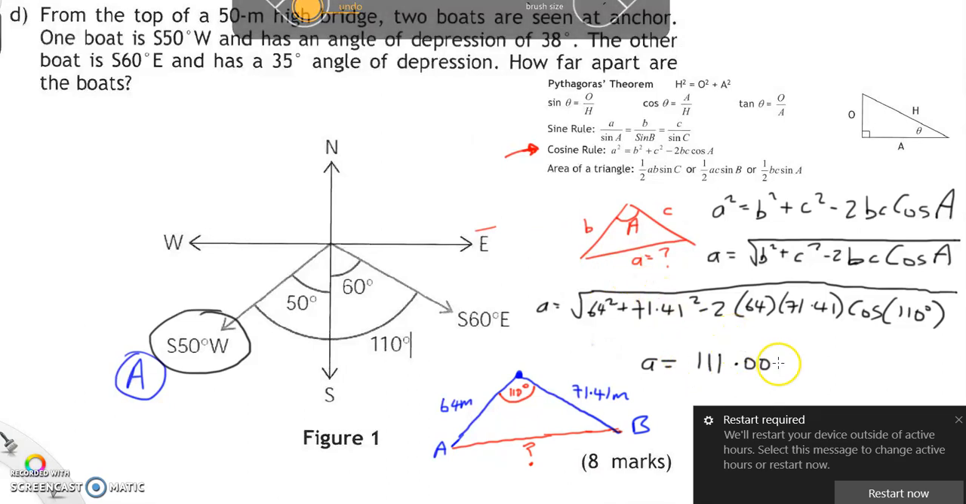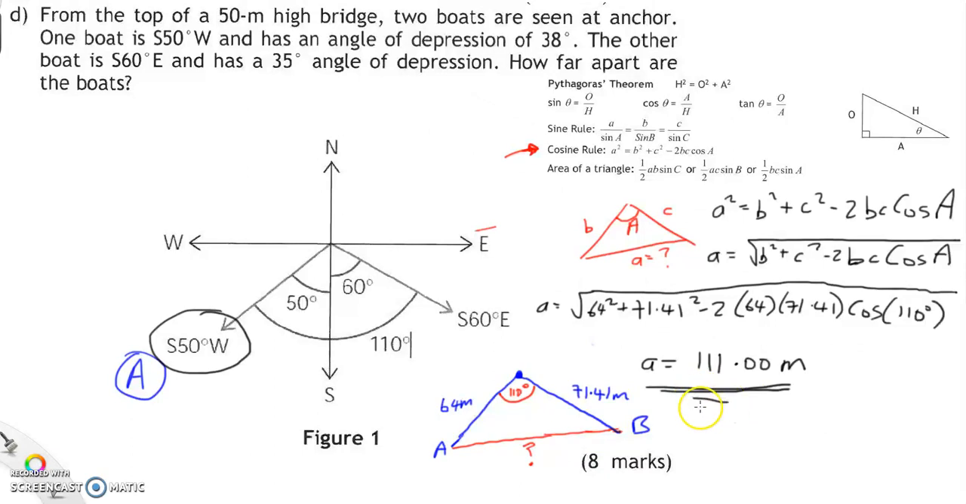That's meters. Now, if you wanted to check that, you could draw it out. You could get your protractor out and draw 6.4 centimeters, 7.1 centimeters, with an angle of 110 degrees between them, and see how many centimeters you get between A and B. That would be good practice. So hopefully that's right, or nearabouts right.